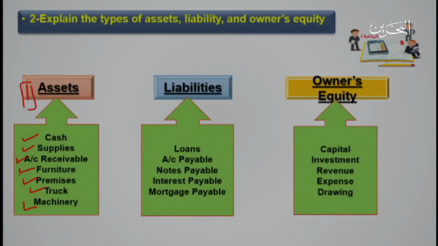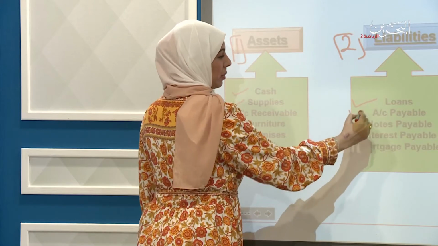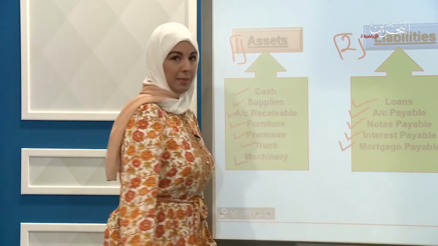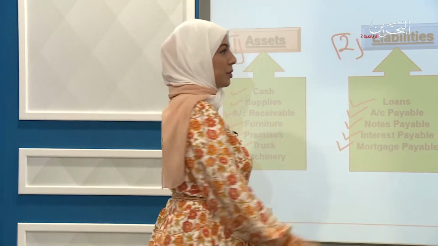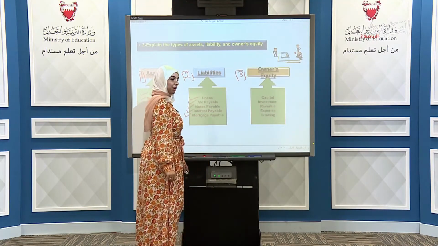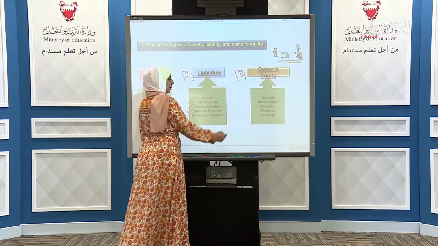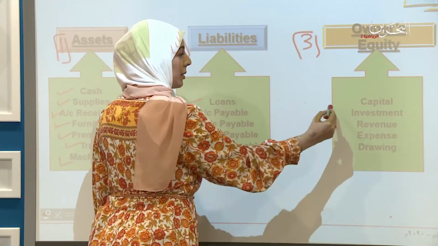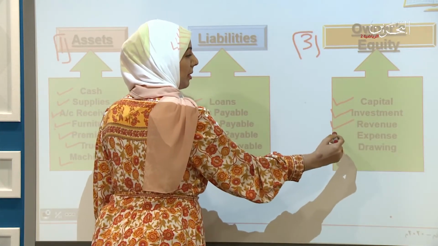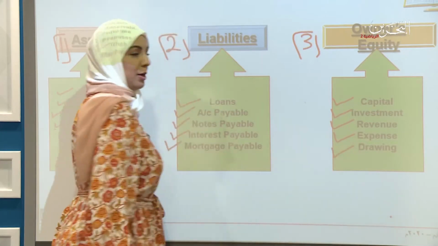Moving to the second component of the accounting equation, which is the liability, let us take an example. The liability will have loans, accounts payable, notes payable, interest payable, and mortgage payable. Finally, we will shift to the third part of the accounting equation, the owner's equity. Examples include capital, investment, revenues, expenses, and it ends with the drawing.